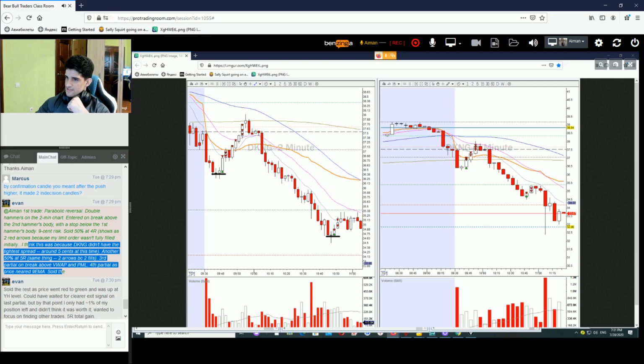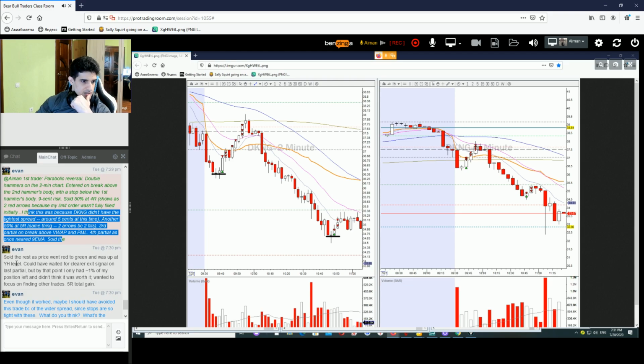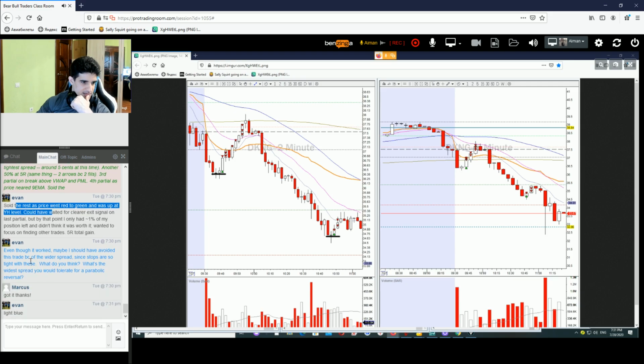4th partial as price near the 9 moving average on the 5-minute chart. So I guess this is your 9 moving average on the 5-minute chart, or the purple line. I'm not really sure, but I think, let's take a look right here, I think this blue line is the 9 moving average on the 5-minute chart. So sold the rest as price went red to green and was up at yesterday's high level. So what was the spread on this thing, Ivan?